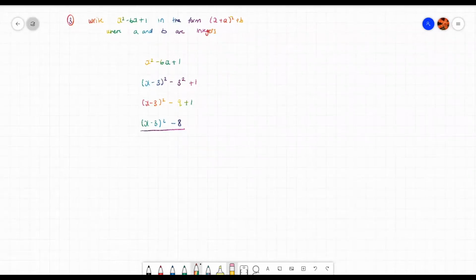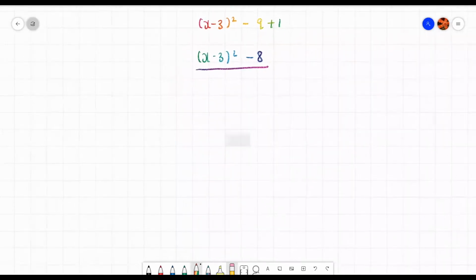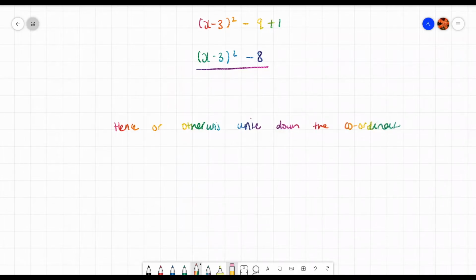Okay. Then the second part of the question says, hence or otherwise write down the coordinates of the turning point of the graph y equals x squared minus 6x plus 1.